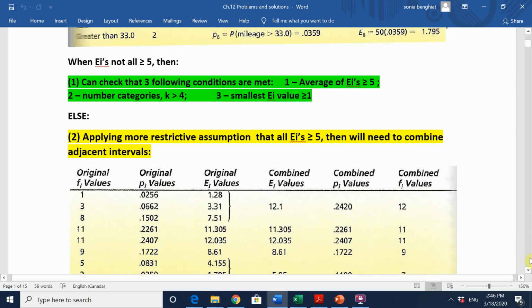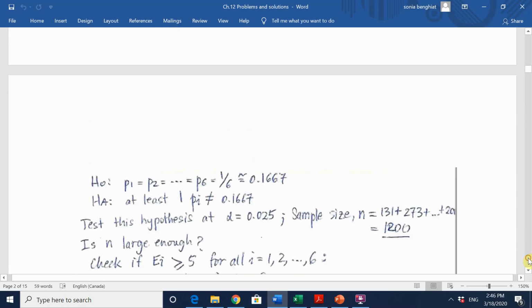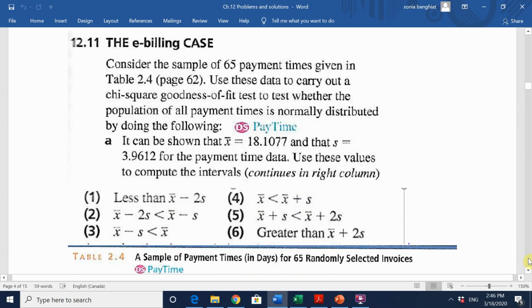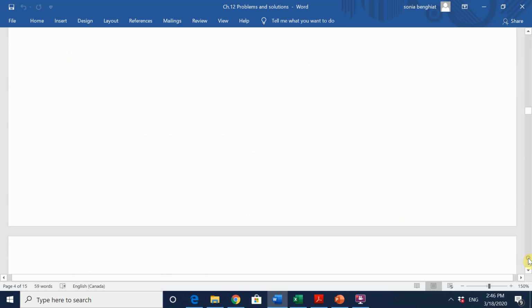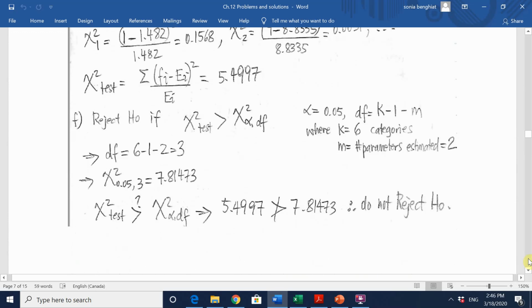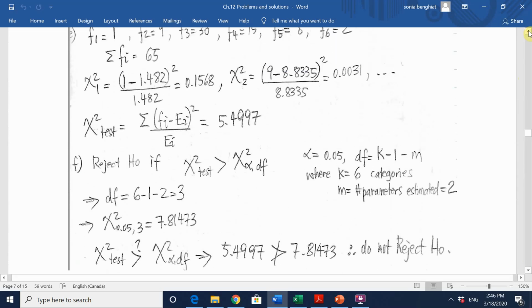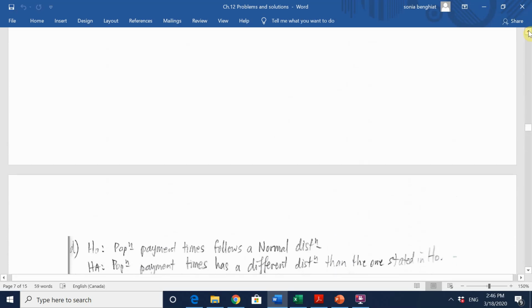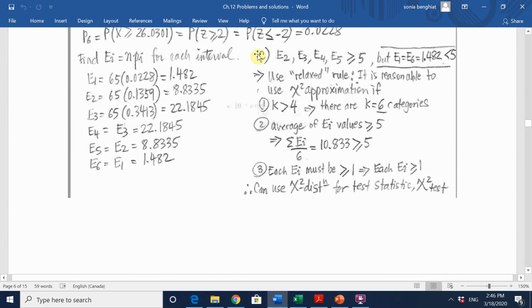So let's go look at the EIs that we have over here. So I see that my EIs are right here. I've got 6 of them. Let's check if the relaxed conditions are okay on these 6 EIs. So number 1, do I have more than 4 categories? Yes, I do. I have here 6 categories, so that's fine.